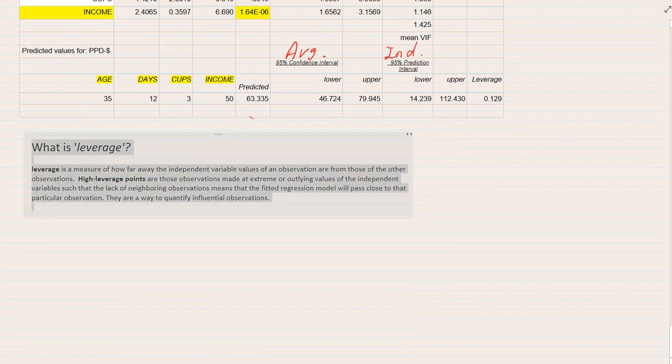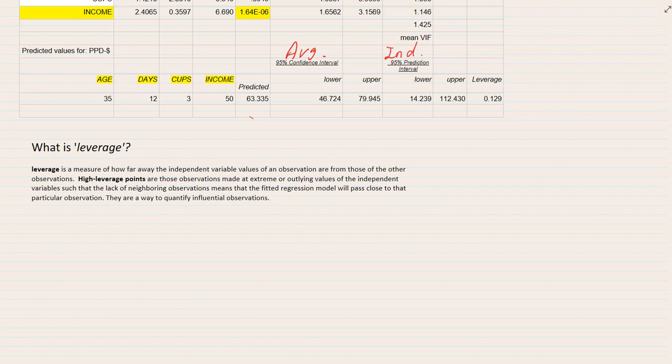I almost left this out. Now this is not in your book, by the way, but because it's in the Megastat output, I thought I'd talk about it. Megastat also gives you this thing called leverage, 0.129. We would like to have small leverages near 0. So this is perfect. So what is a leverage? A leverage tells you pretty much how far the independent variable values for an observation are from the remaining observations. So if you have high leverage points, it means this observation is far away from everybody else.